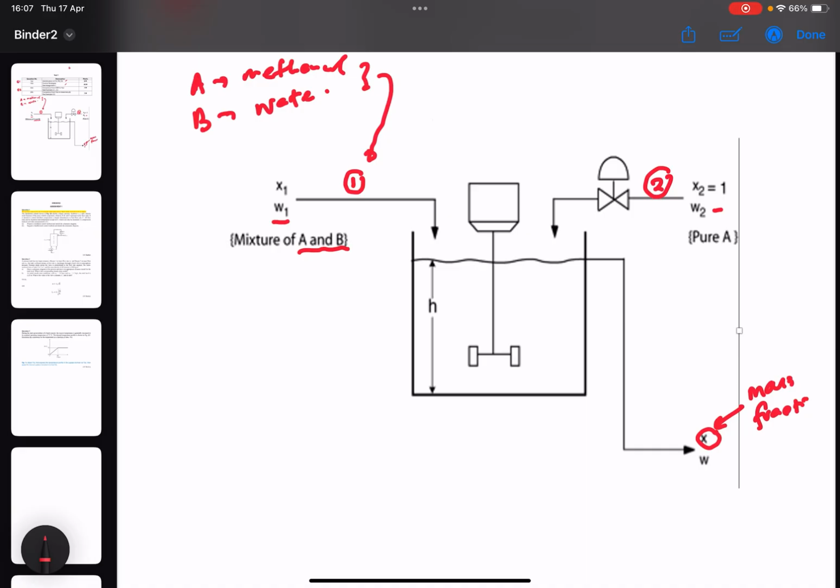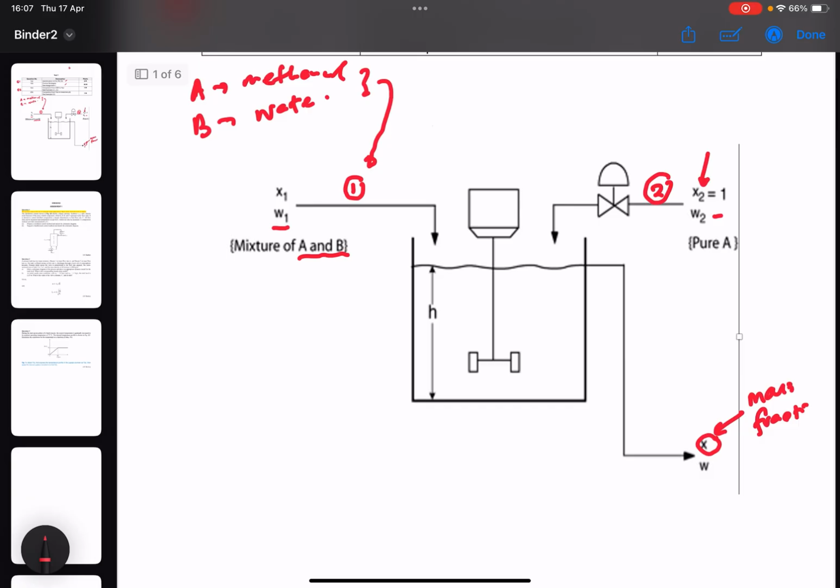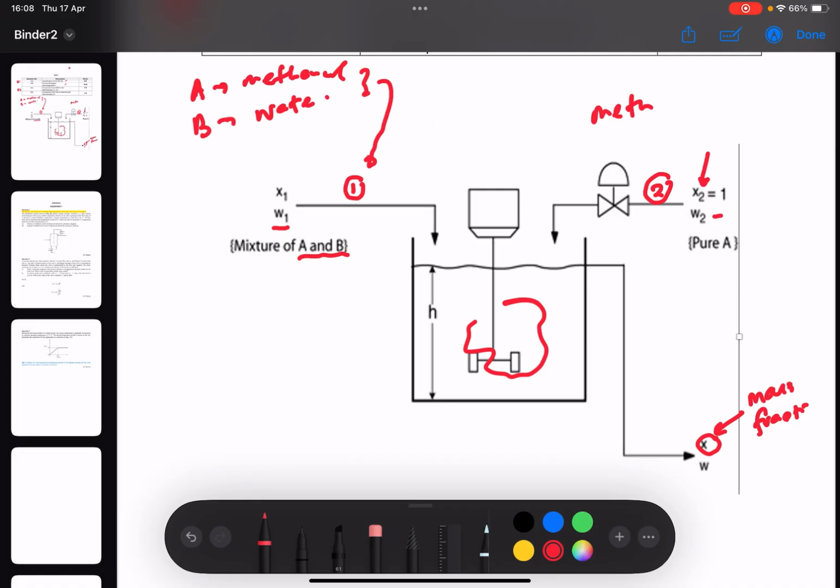For stream number 2, the X2 here refers to stream 2, and the mass fraction equals 1, meaning that stream number 2 only has one component, which is methanol. Once they enter the tank, they mix together with the stirrer and then come out here. In our example, it mentions that we need to control the mass fraction of the mixture exiting from the tank. Let me erase it first.